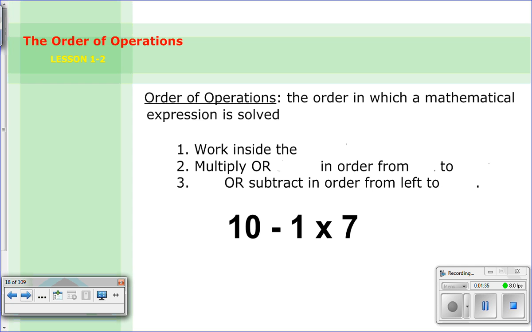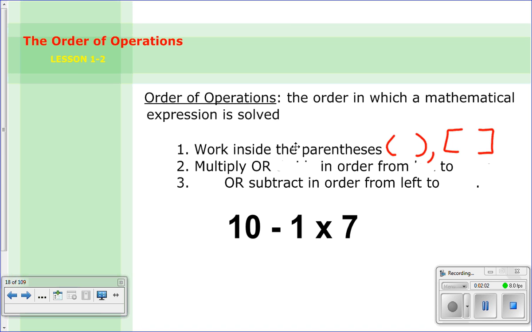Now, the order of operations, what is it? Well, it's basically just the order in which an expression is solved. So it tells you exactly how to solve it. You start with this, and you do this, and you do this, and so on. And there are 3 steps. First thing you do is work inside the parentheses. So if there are any parentheses or any sort of grouping symbols at all, or sometimes you even see brackets, anything like that, you start there. You start within those grouping symbols.